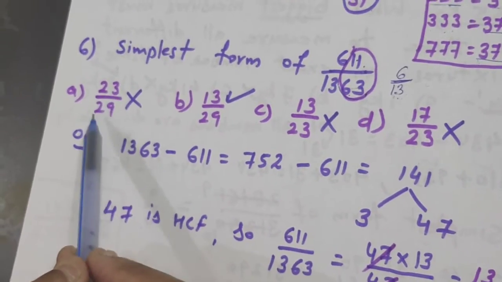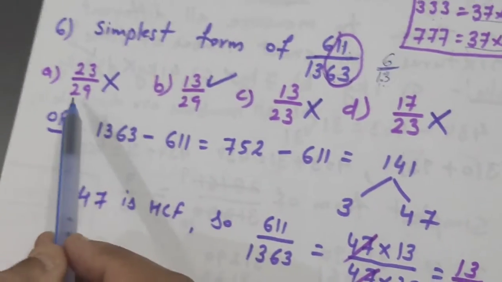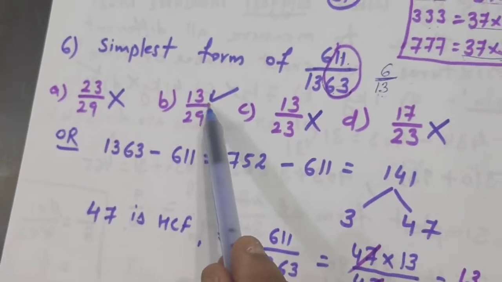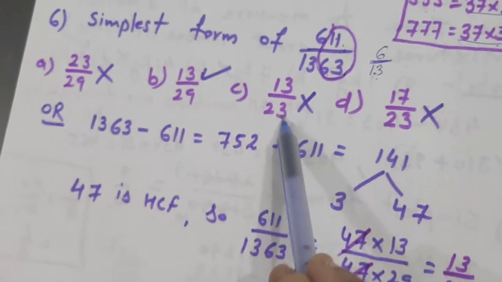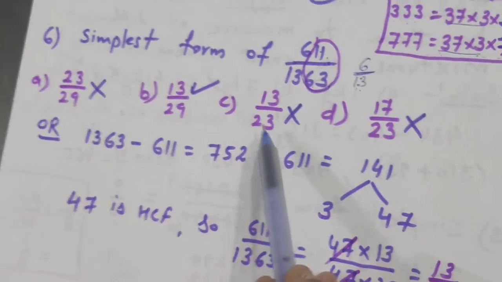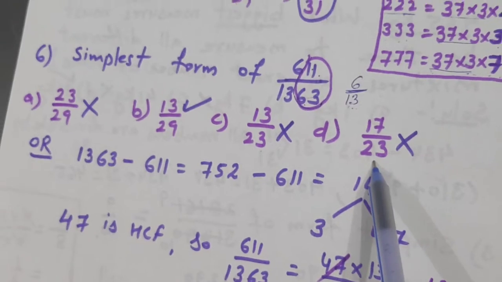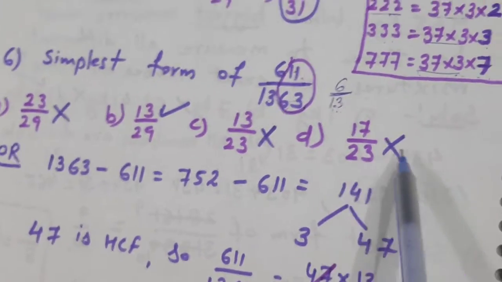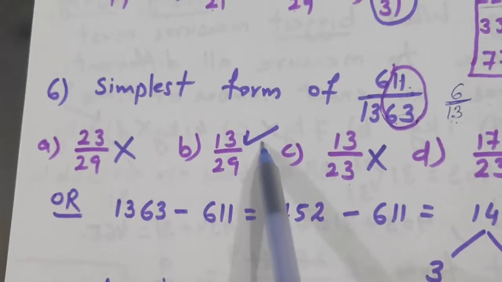So check 23 into 29. No, 29 is not double of 23. It will be 46. So discard this. And here we will come back to this again. First of all, this 13 into 26. No, it is again not a double of this. So discard it. 17 and here 23. So 17 into 2 is 34. So again this is not the double. So definitely this is my answer.